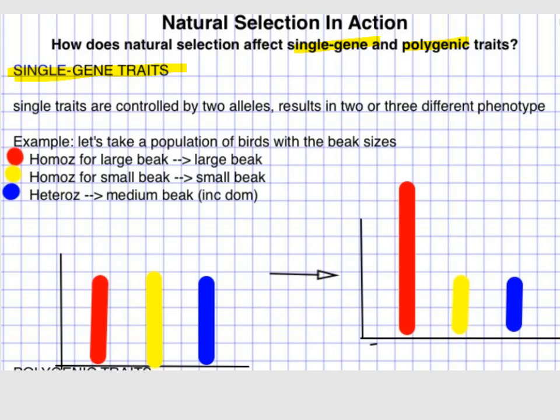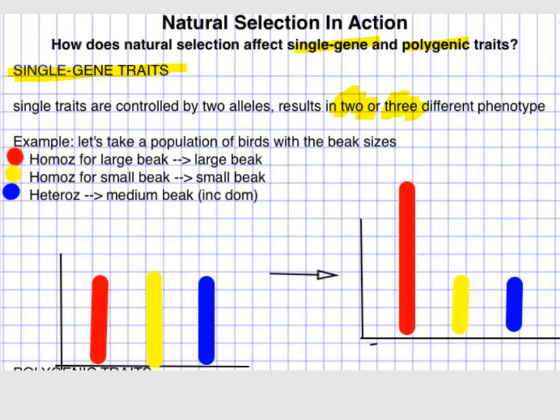Remember, single gene traits are controlled by two alleles. You get one from mom, one from dad. And because you can only have two possible alleles, they can either be two of the same or two different. And the bottom line is, in most cases, we're only going to get two different phenotypes because you're either going to have the dominant phenotype or you'll have the recessive phenotype.